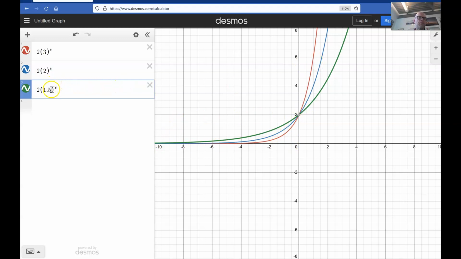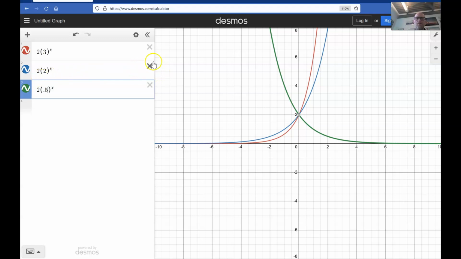Now, what happens if I put, instead of 1.5, I put a 0.5 there? Whoa, look at that, it switched. Because if I'm multiplying by 0.5 over and over again, then my graph is going to decrease. My numbers are going to get smaller, right? If I start at 2 and multiply by 0.5, I get 1. Right? If I start at 2 and multiply by 2, I get 4. So if I'm multiplying by a number bigger than 1, my graph is going to grow. If my growth factor is less than 1, then my graph is going to decrease. Okay?